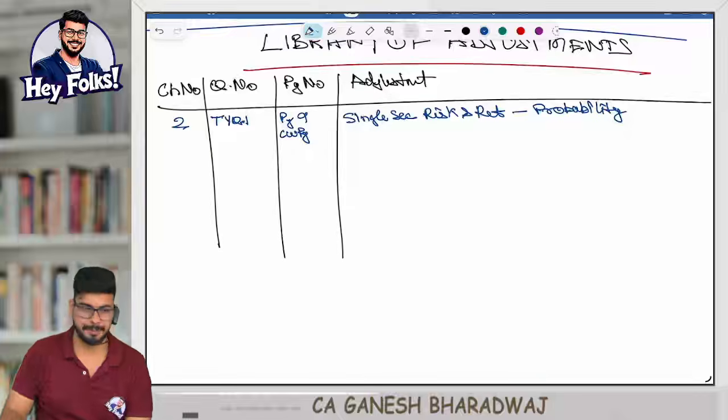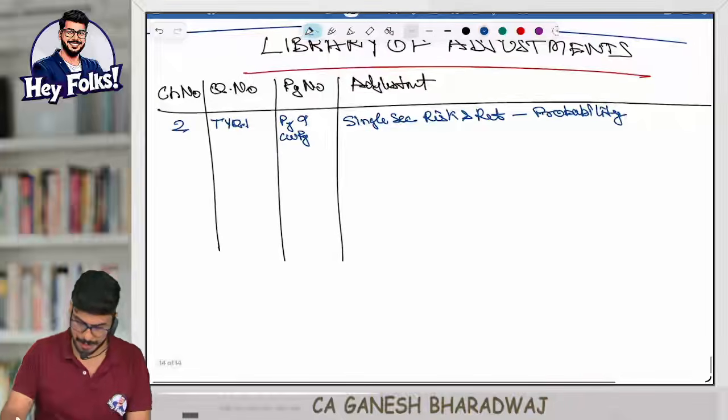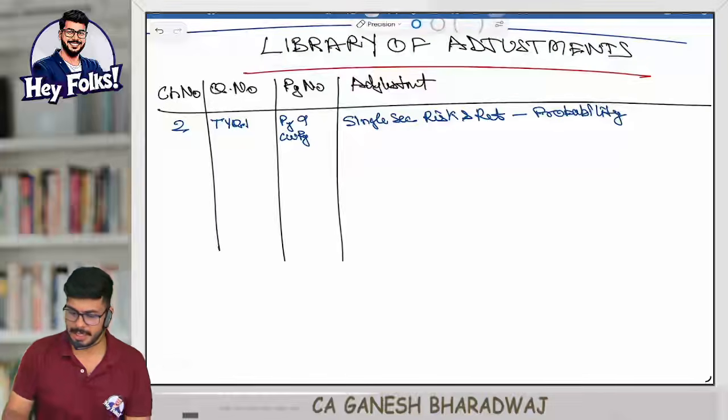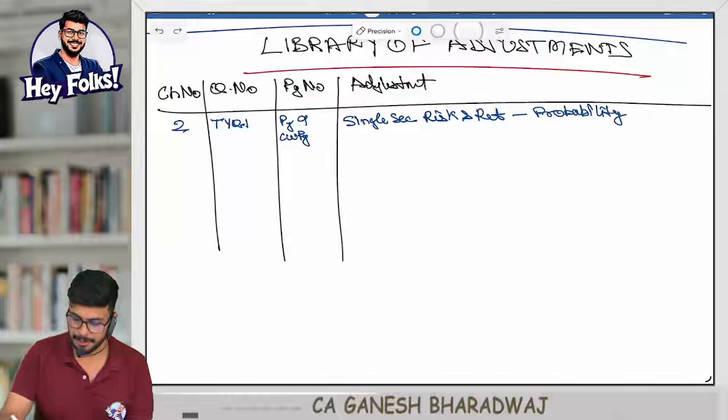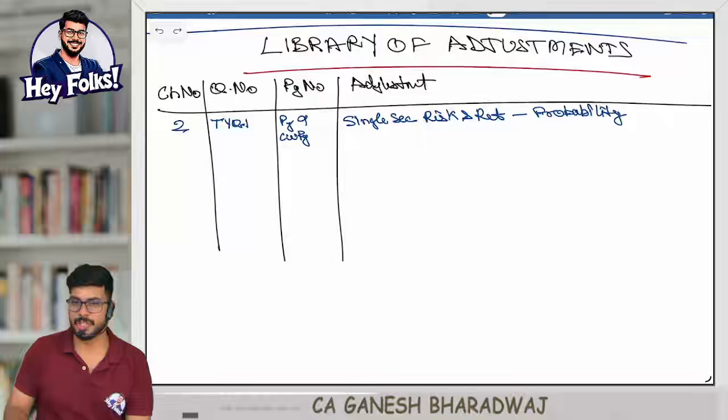Is this clear? Are we done with this? Single security, risk and return, probability. That's about it. Now if you read this one line, you know what is the crux of the sum. In this sum there was not much of any adjustment.